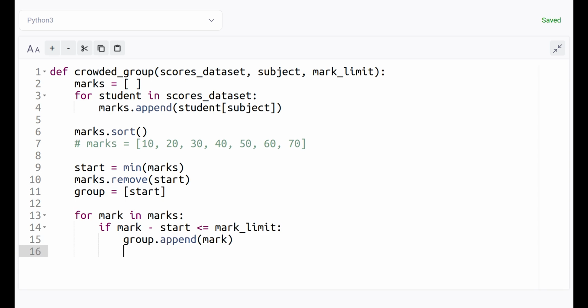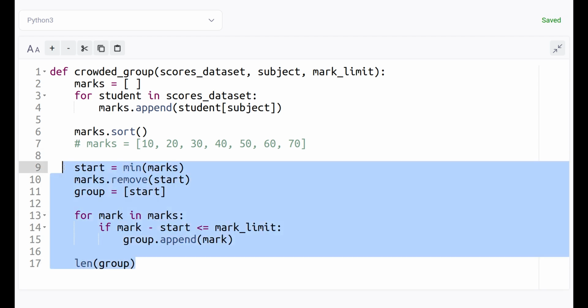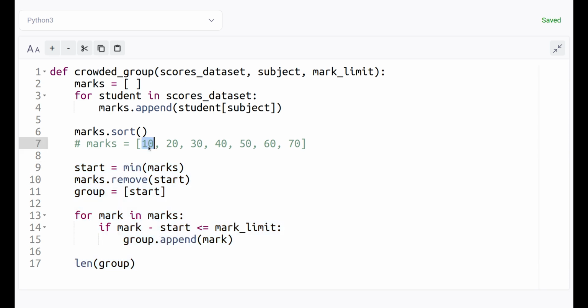Okay, if it is greater than mark limit, then I don't do anything. So now I look at the length of the group that has been formed in this manner. So far, what we have done is we have found out the largest possible group with minimum of marks, so with 10 as the first member of the group.